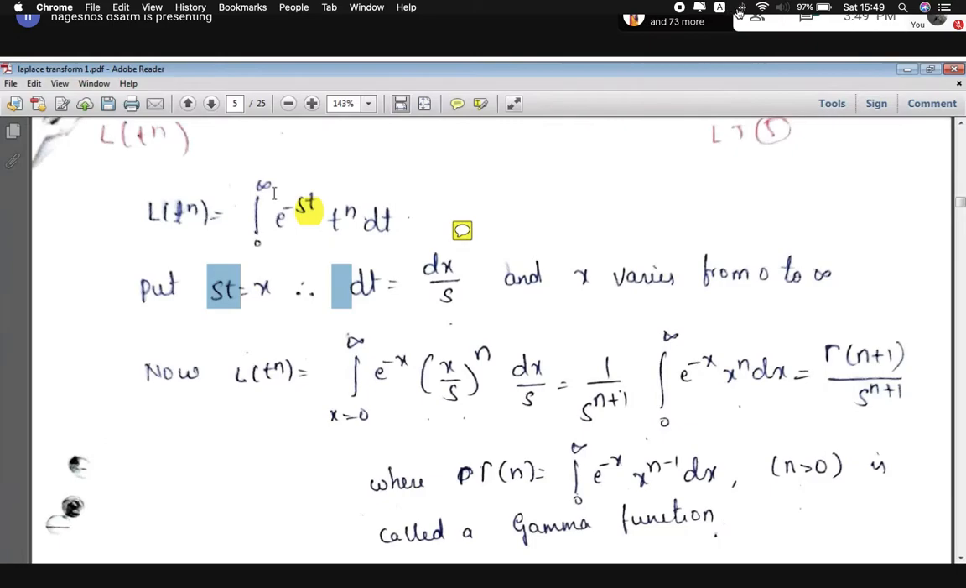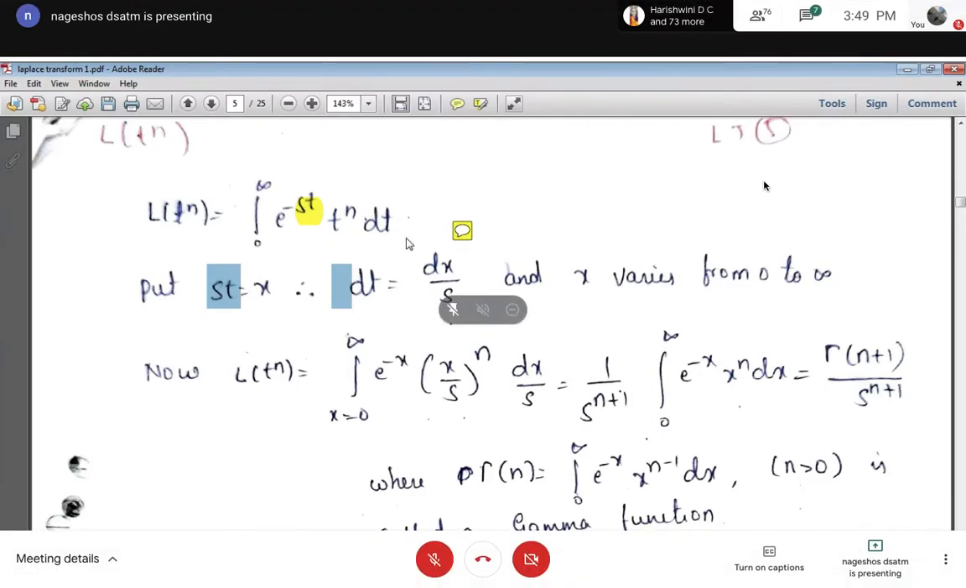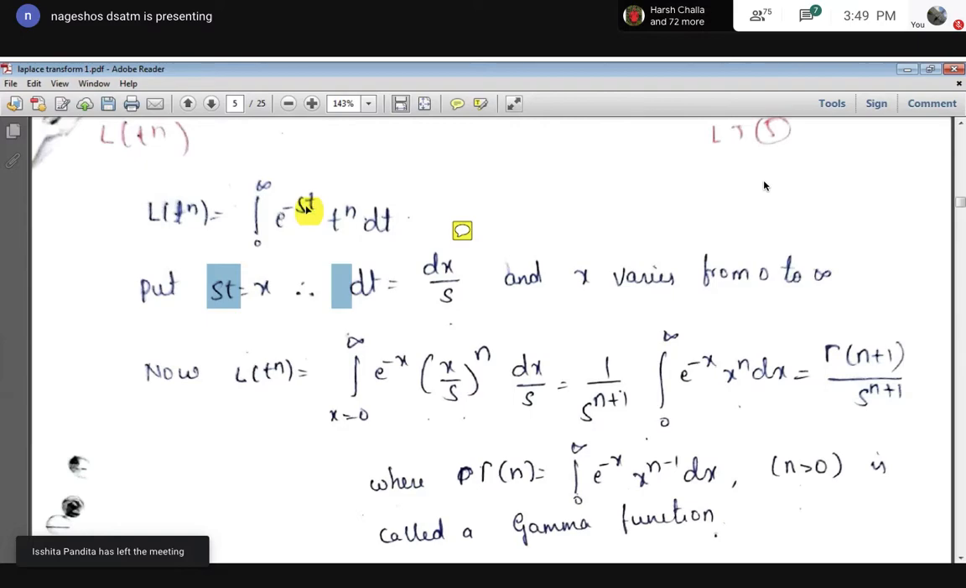Now change all the limits and the function. E power minus x in place of st, then in place of t, x by s whole power n, then in place of dt, dx by s. Correct? Take s outside the integral because we need not integrate s. With respect to x we are integrating, s is treated as constant. So 1 by s power n plus 1, times the integral from 0 to infinity of e power minus x, x power n dx.